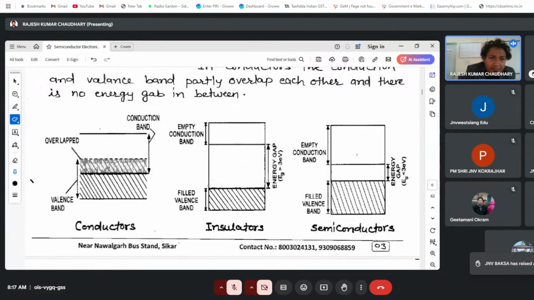Now if CBSE asks, they will ask you this diagram, not that one, but still, if you are able to understand that diagram, it will be much better. Got it? Because that diagram is the basis of this diagram. That means how and why we have drawn the diagram like this. So please try to understand. In conductors, the valence band is overlapped by the conduction band, and there is no energy gap. Remember, zero energy gap.